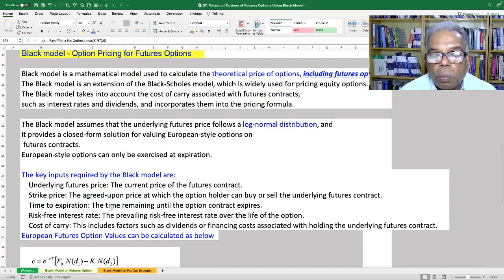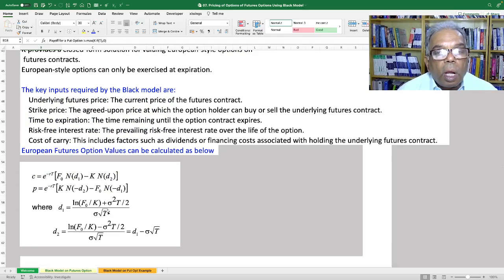As usual, the key inputs for the Black model are the underlying futures price, the strike price, time to expiration, risk-free rate of interest, and the cost of carry. So what is the formula for calculating the call and put option using the Black model to price a futures option? The call option is e^(-rT) times F0 N(d1) minus K N(d2), where F0 is the forward price at time t0, discounted.